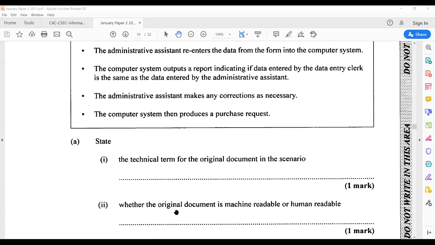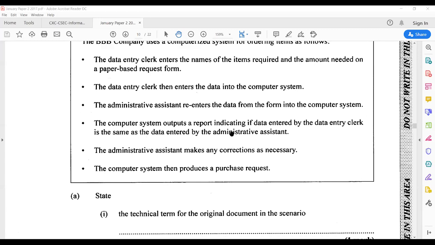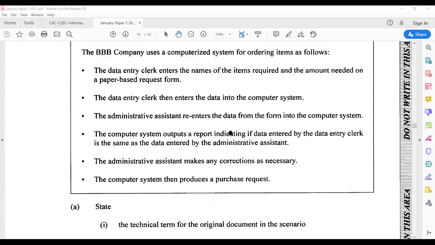Now, state whether the original document is machine readable or human readable. Which one is it? Is it machine readable? The answer will be no, right? It's human readable because the data entry clerk has to enter the data into the computer system. That means the data in the document has to be entered into a computer system as opposed to the computer system using the document itself. So it is human readable only, right?